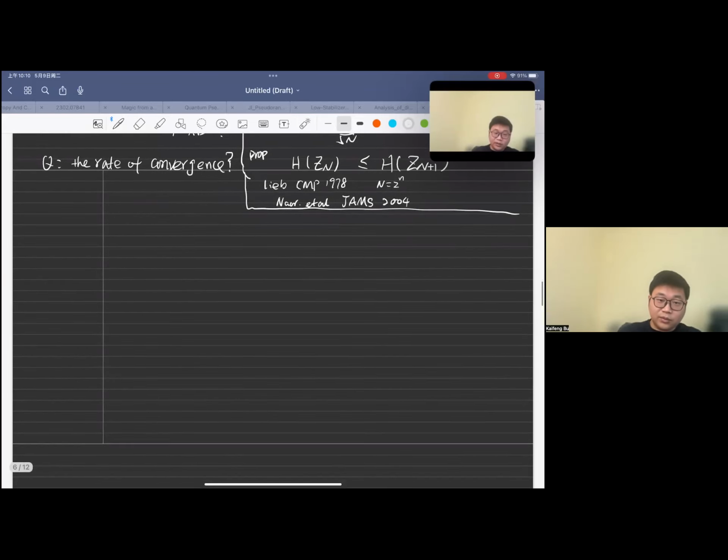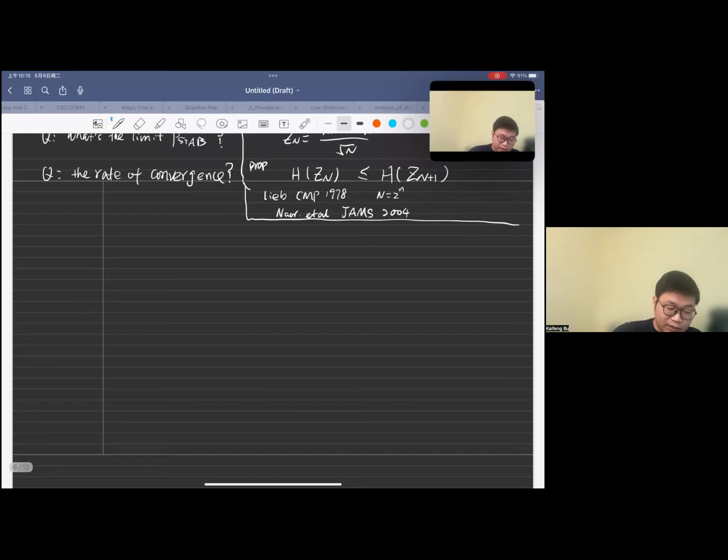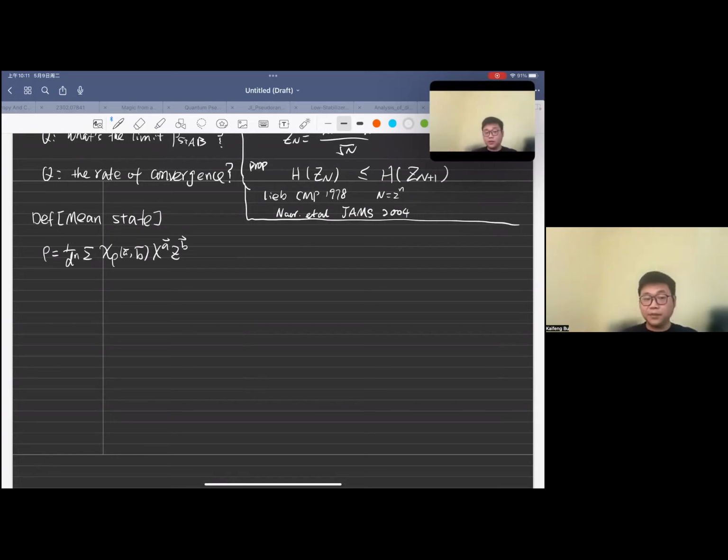To talk about these two problems, let us first introduce a concept called the mean state. Remember, any quantum state can be written as a linear combination of Pauli operators, with the coefficients being the characteristic function. Then we can define a mean state of rho, called M rho. The M rho is also characterized by its characteristic function, but the characteristic function of M rho depends on the characteristic function of rho.